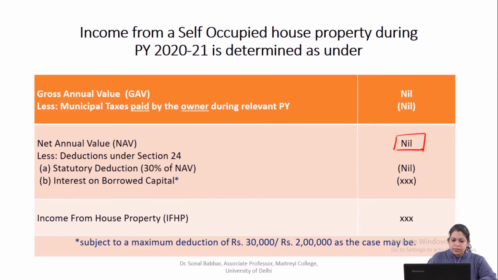When we come to deductions under section 24, the statutory deduction or the standard deduction we know is 30% of NAV. Since NAV is nil, the 30% of NAV is also nil. Only deduction allowed here is on account of interest on borrowed capital. And interest on borrowed capital is deductible, but it is subject to a maximum ceiling, and the deduction of rupees 30,000 or 2 lakh, as the case may be, would be applicable here. The difference between NAV and the interest on borrowed capital will give us income from house property from a self-occupied property.